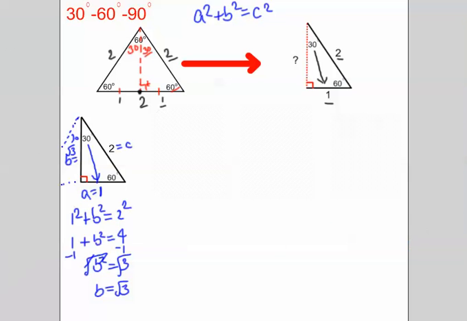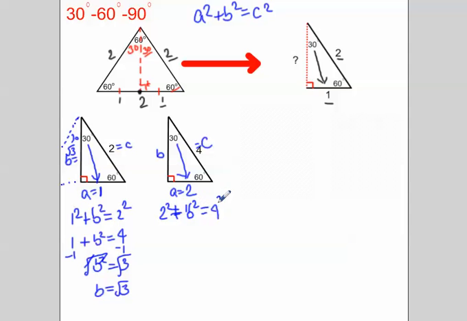Why do I keep hitting that button? Okay, so let's go ahead and reveal another one. Now, the hypotenuse is 4, which means the short side is going to be half of that, which is going to be 2. And then we'll call this B, and this C, and this A. And then let's do the Pythagorean theorem again. So we've got 2 squared plus B squared equals 4 squared.